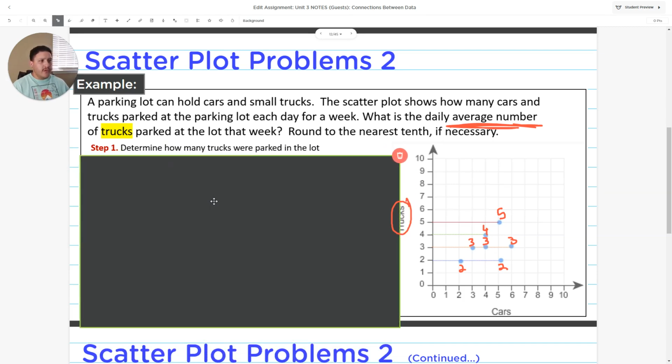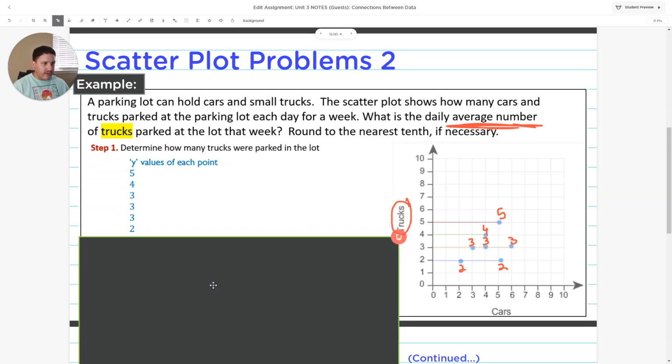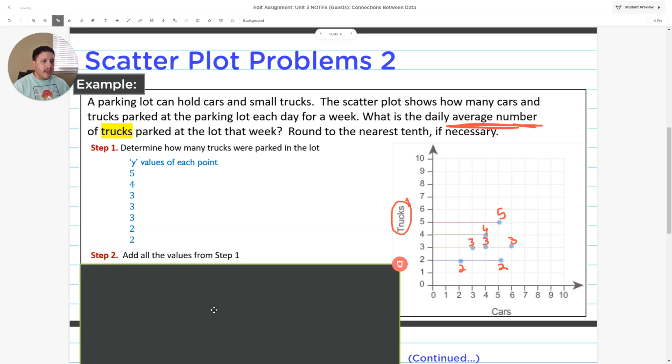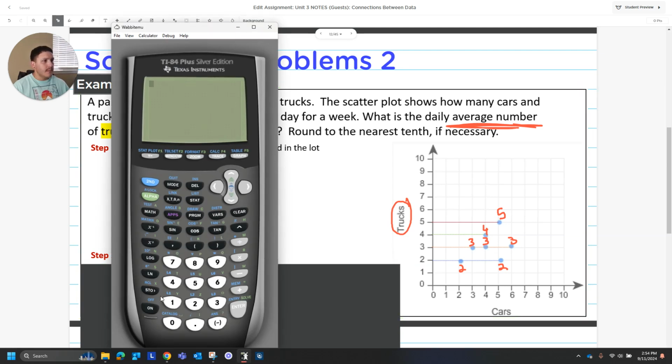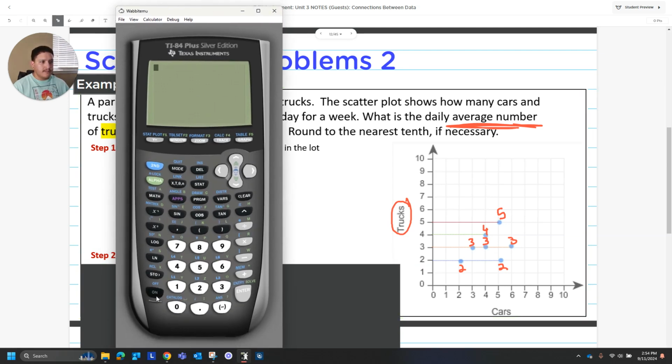Step 1, determine how many trucks were parked in the parking lot, which we just did. Then step 2, add all the values from step 1. So I'm going to take out the calculator and add them all up. 5 plus 4 plus 3 plus 3 plus 3 plus 2 plus 2.